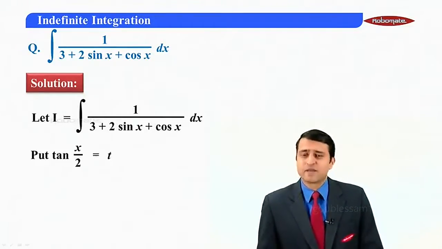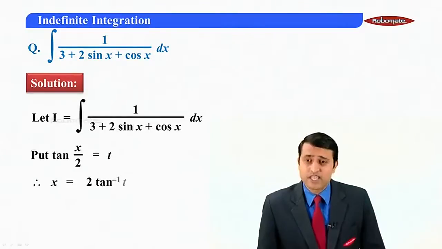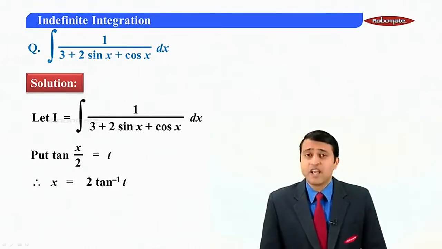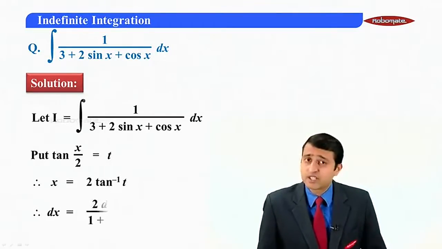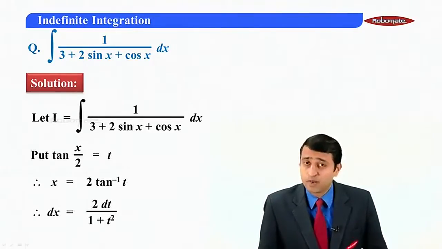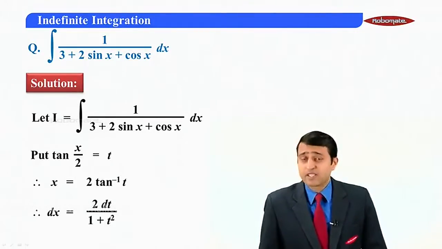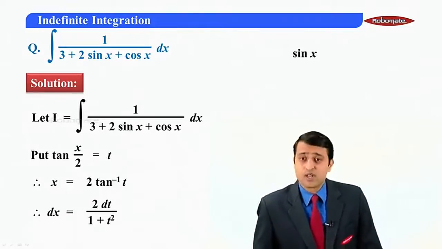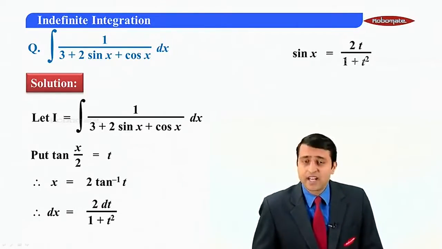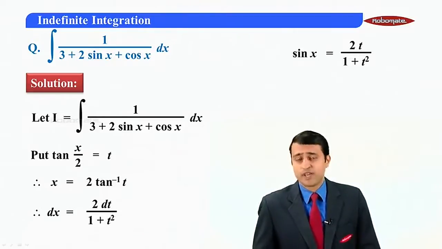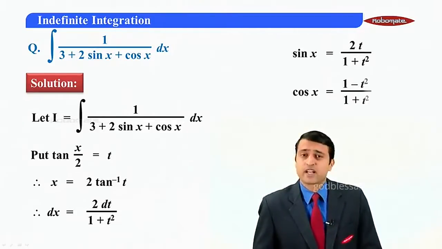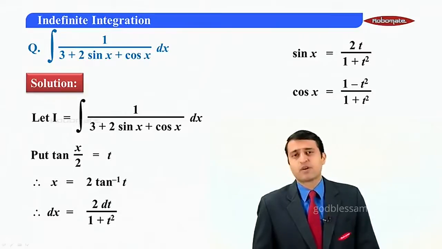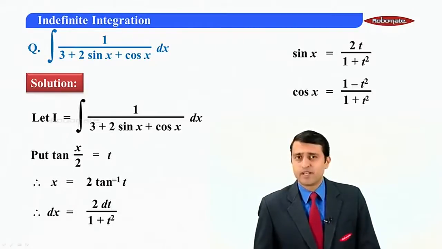So let us write tan x by 2 is equal to t. So can we say x is twice of tan inverse t? And on differentiating, we will get dx is equal to 2 upon 1 plus t square dt. Now my dear students, in this case, I require the value of both sin x and cos x. So let us write sin x directly as 2t upon 1 plus t square. Likewise, cos x I will write directly as 1 minus t square upon 1 plus t square. Is that okay, my dear students?